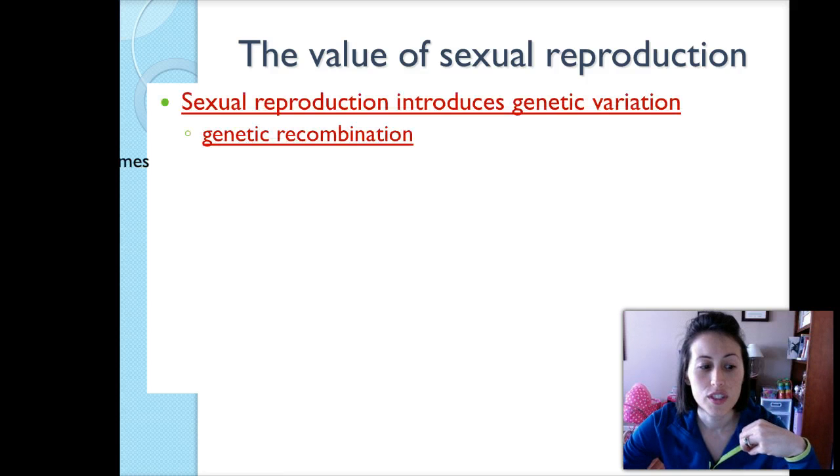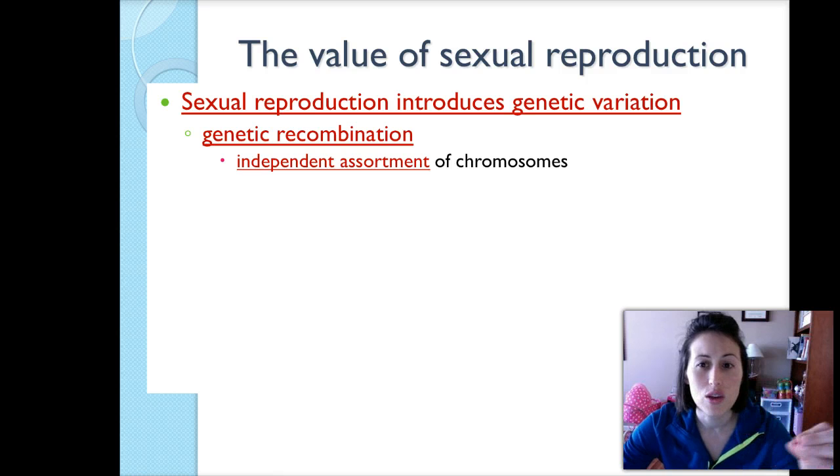All right, so first let's look at the value of sexual reproduction. It introduces genetic variation by different modes, okay? And the first one I want to talk about is genetic recombination. That genetic recombination is looking at independent assortment of chromosomes.